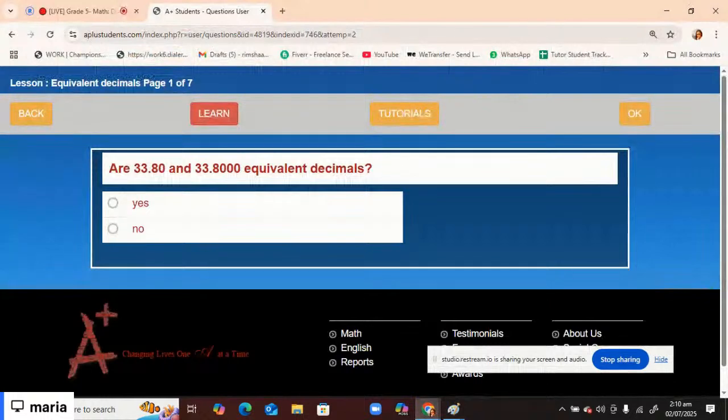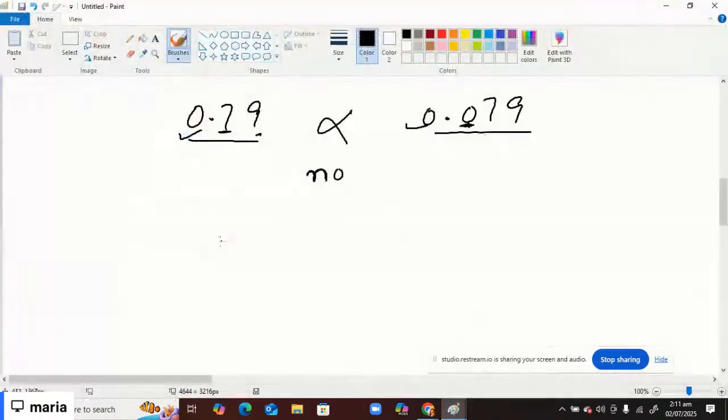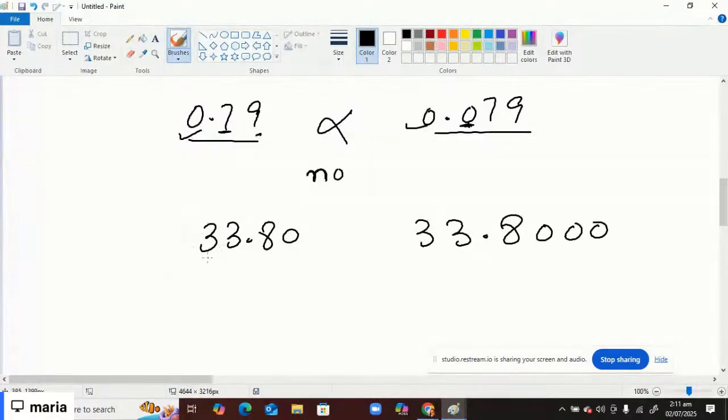Okay, now here is the question, 33.80 and 33.8000. Look at here, this is 33.80, only one zero is here, and here are three zeros. This 33 is the same, this 8 and 8 are the same, and the zeros on the right side, there are three zeros. So tell me guys, everyone tell me in the chat, are these equivalent or not equivalent?